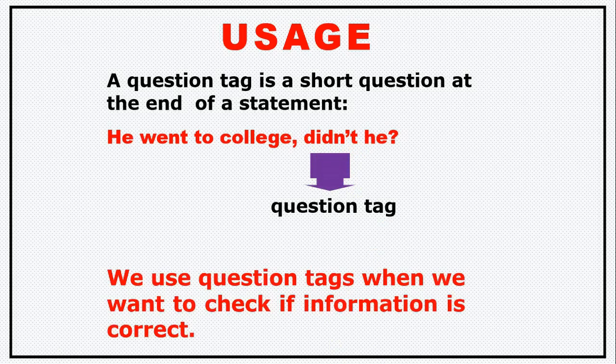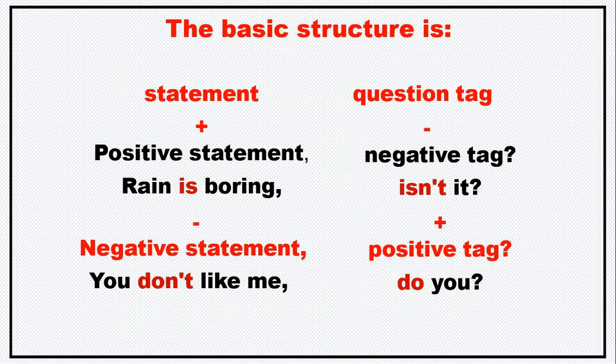So why do we use question tag? We use question tag when we want to check if the information is correct or not. So for the confirmation of the information, we ask question tag. The basic structure of question tag is very simple. If the statement is positive, question tag is negative. And if the statement is negative, question tag is positive. Example will clarify. Once again, I repeat, if the statement is positive, question tag is negative. And if the statement is negative, question tag is positive. Let's see one example.